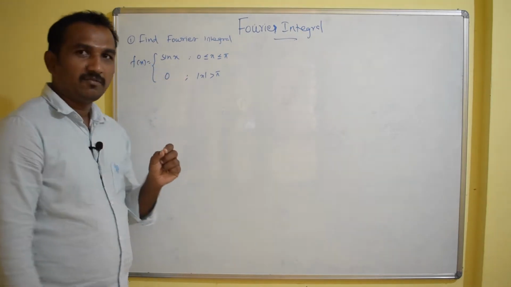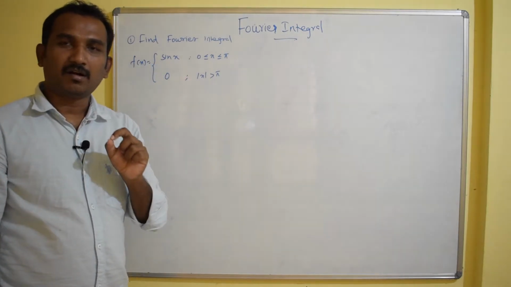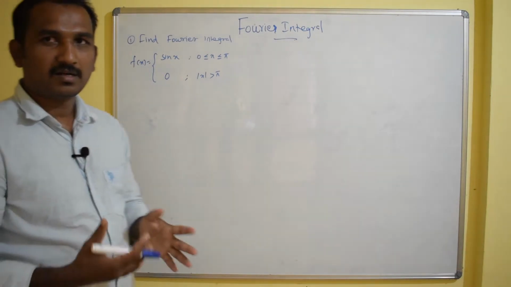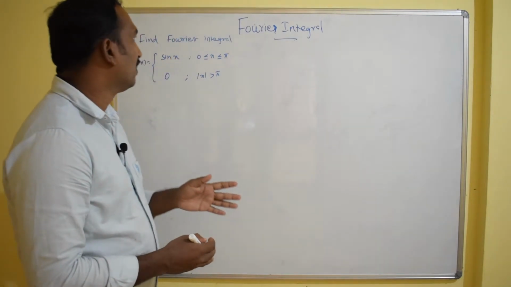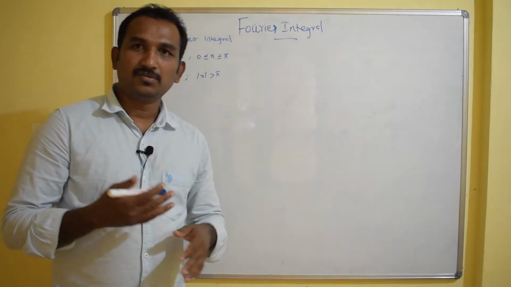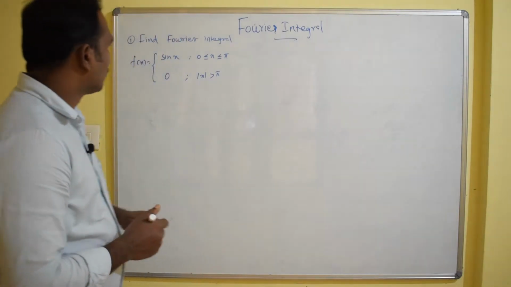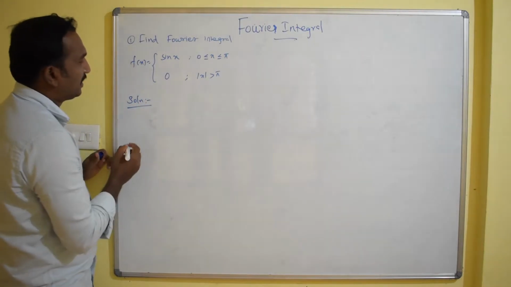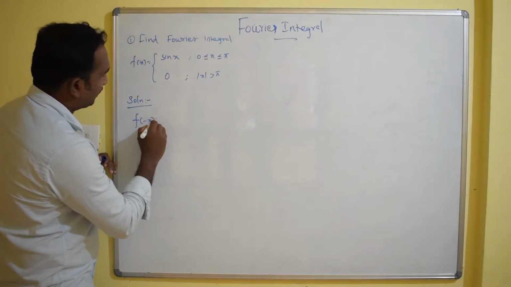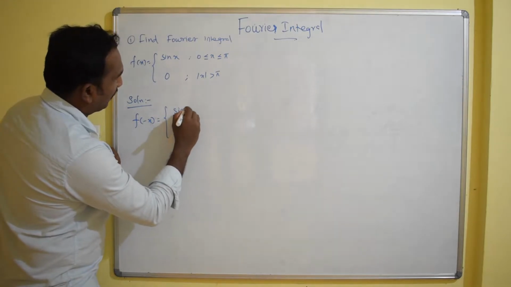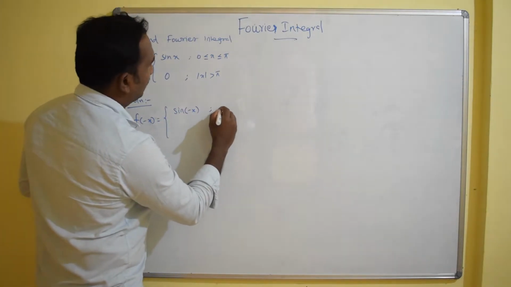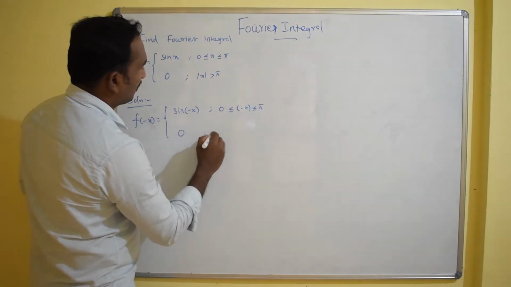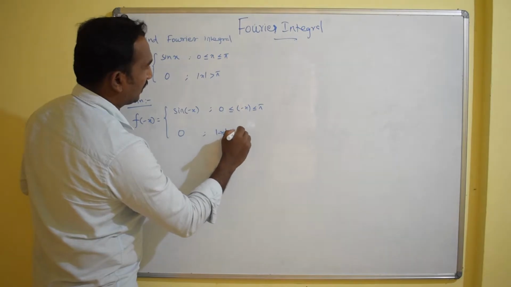And the first thing we need to verify is whether the given function is an odd function or an even function. If we find it is odd or even, then only can we decide whether to solve this problem by using cosine or sine. So in f of x, I am going to replace x with negative x. So f of minus x is equal to sine of minus x for 0 less than or equal to minus x less than or equal to pi, and 0 for modulus of x greater than pi.